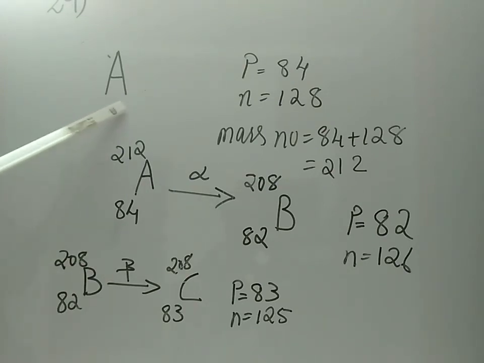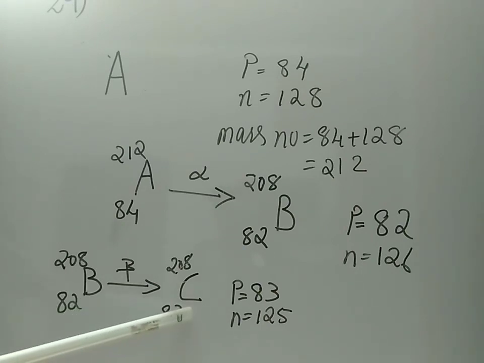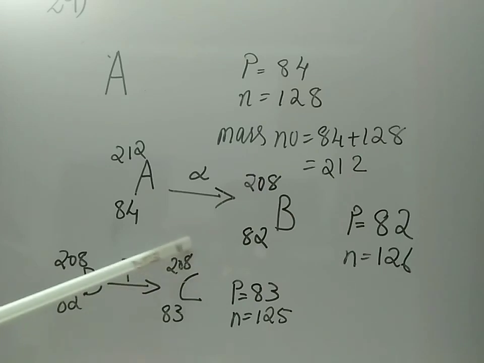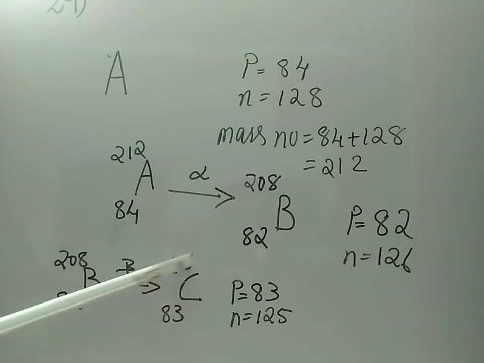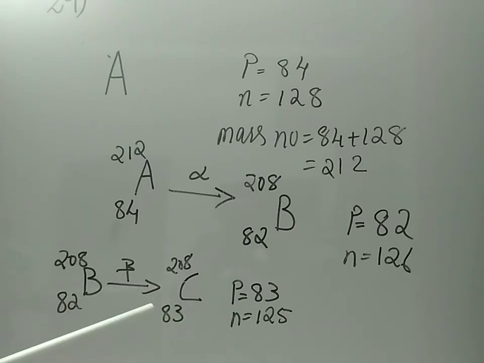Now they are only asking for the mass number of nucleus A. We already got the mass number as 212. Question number D, sub question: does the composition of nucleus C change if it emits a gamma radiation? Suppose the second child C undergoes gamma radiation, will it have any change? You have to write no.